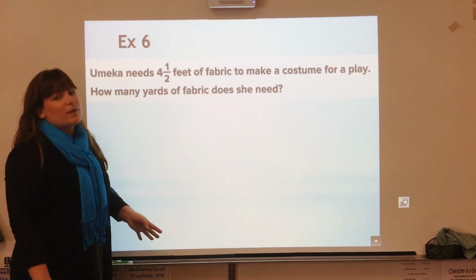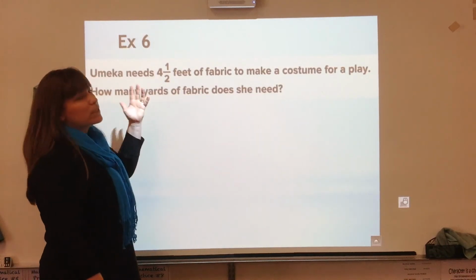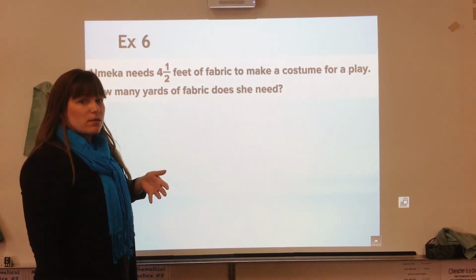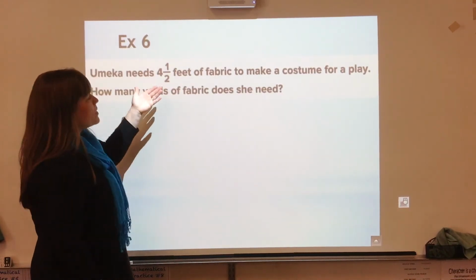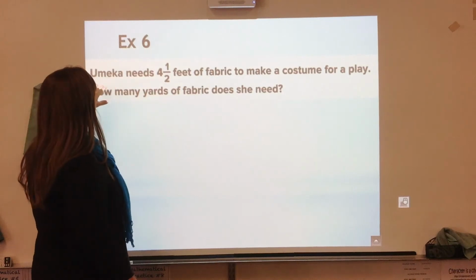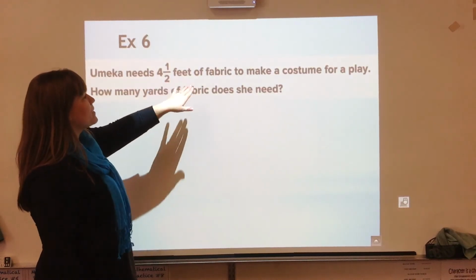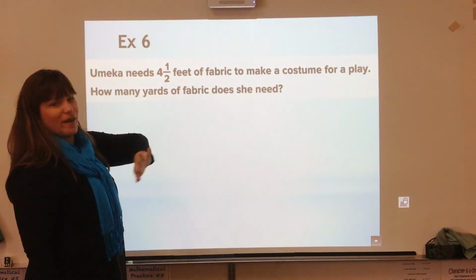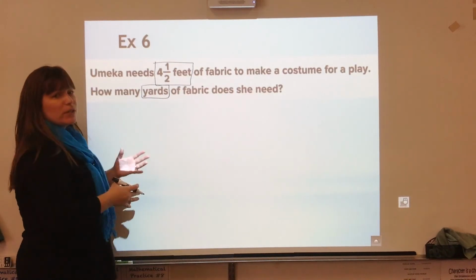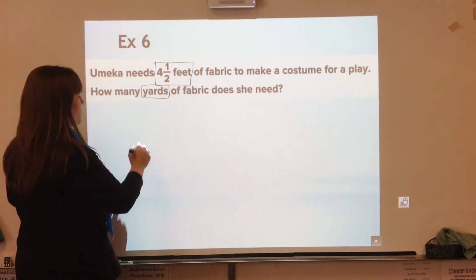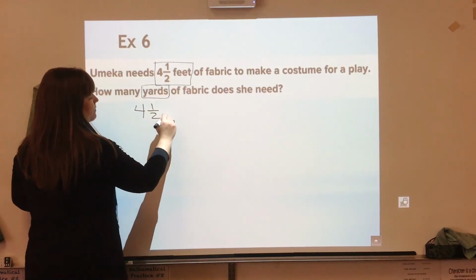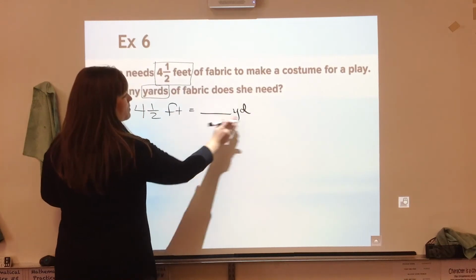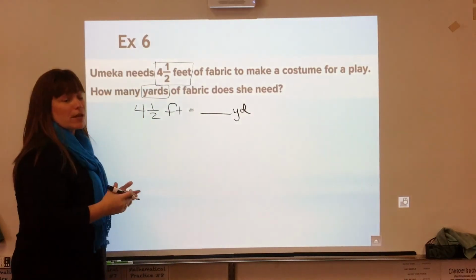The last word problem I'm going to do with you deals with a mixed number. Again, just stepping up the complexity a little bit with it being not a whole number. So we have Mika needs 4.5 feet of fabric to make a costume for a play. How many yards of fabric does she need? We're pulling out the 2 units we're converting, and we are asked, we have 4.5 feet, how many yards is that? So this is going from small to big, but we're going to do the same steps.